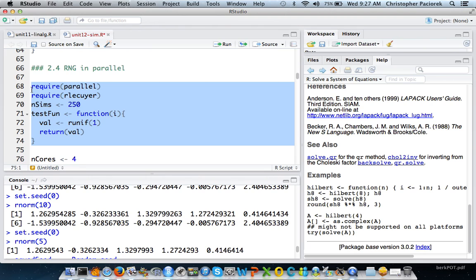We load the parallel package, we load the rlecuyer package, and then I'm going to have some test function that I'm going to run repeatedly on different workers. This is just going to generate, in this case, one random number, just so there's some random number generation in the code being done in parallel on the workers.